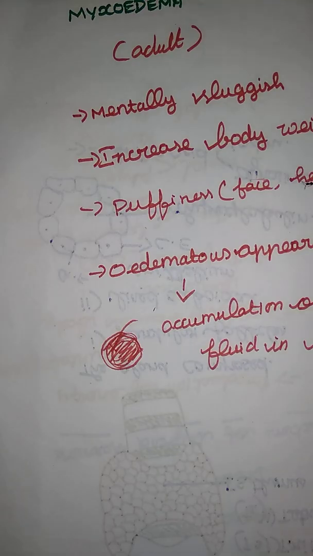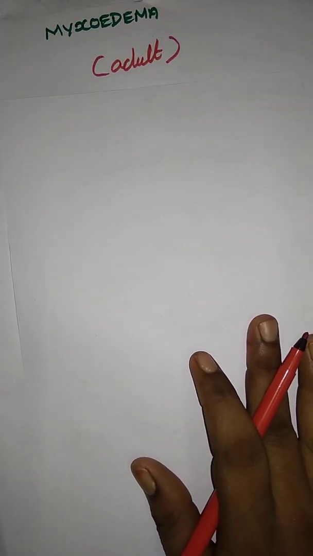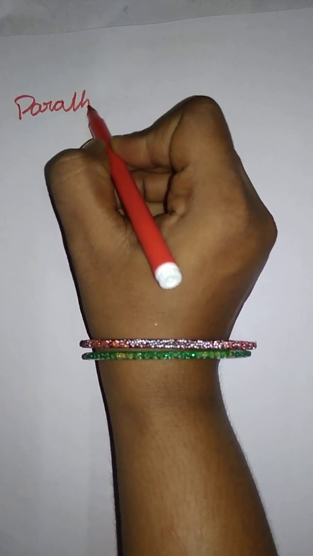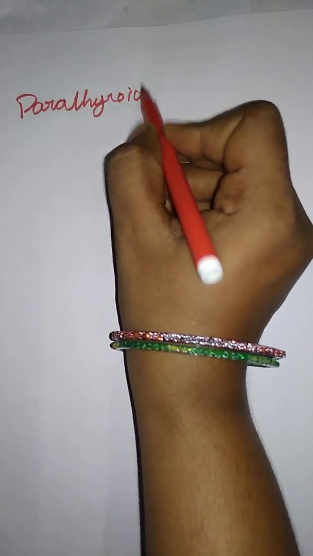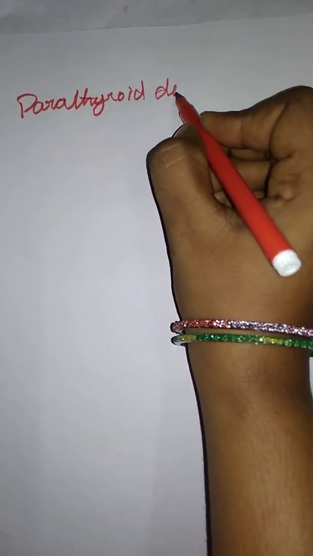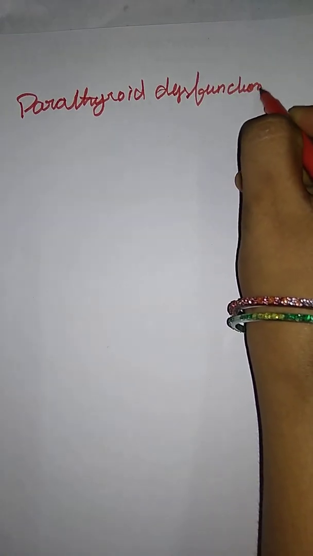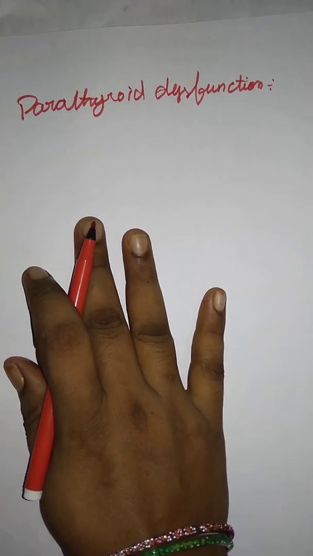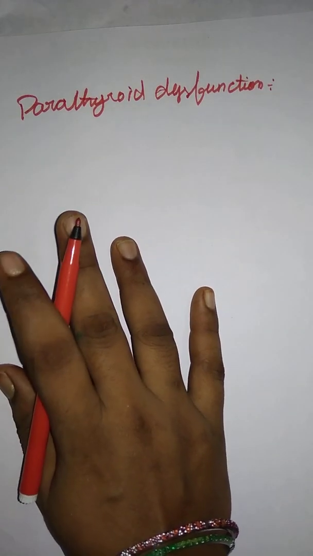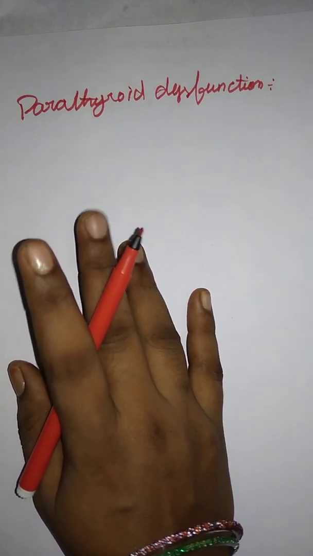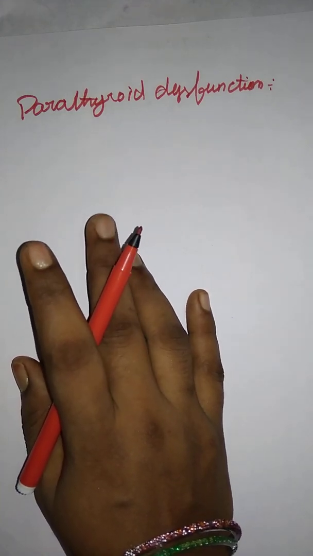If we see the next one, parathyroid dysfunction, which means if it is not properly secreted, what will happen? Parathyroid dysfunction. Here there is an alteration of secretion. We already said that they are only responsible for two things. The first one is calcium and the next one is phosphorus, right?